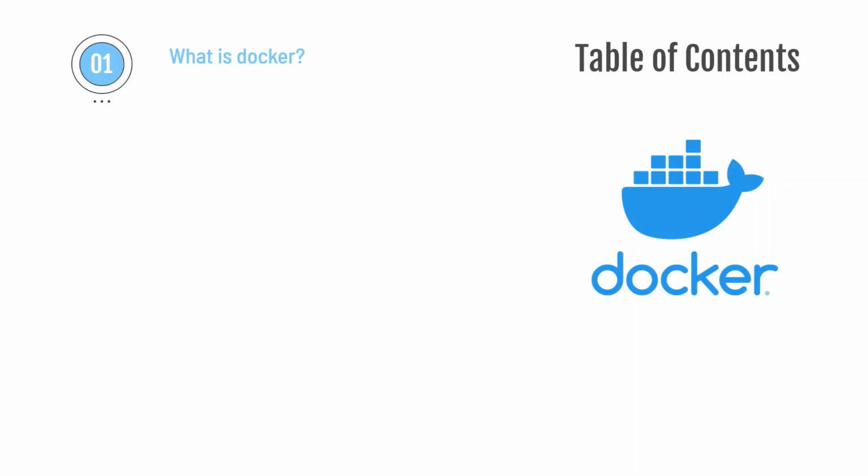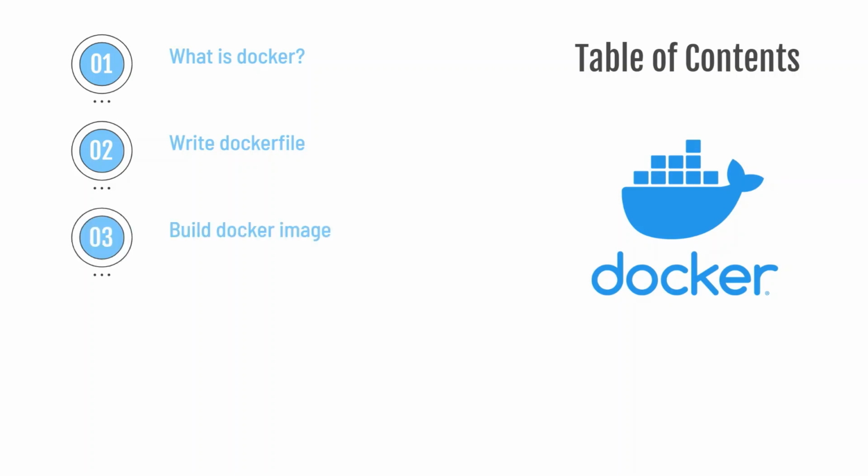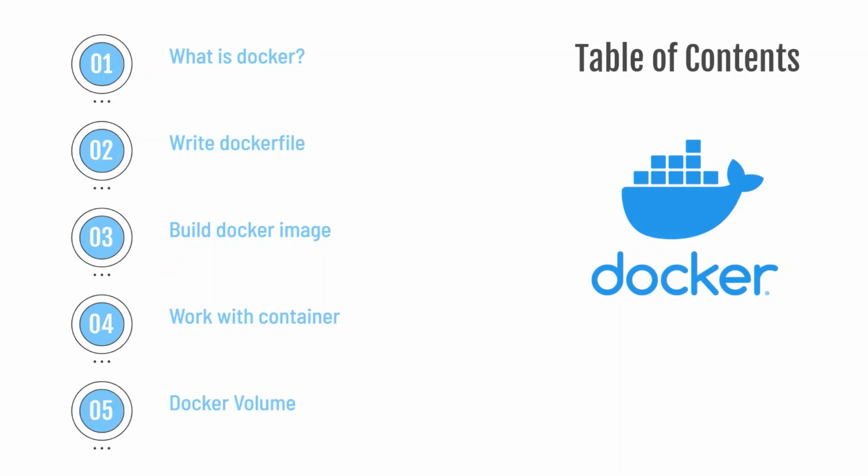In this video, we're going to take a look at what is Docker, how to write a Dockerfile to provide instruction on how to set up our application. And then we're going to talk about how to build a Docker image, how to work with a container to run our application, and also how to pass files or folders from our local file system to the container file system, and how to basically pass files or folders from the container to the local file system. We're also going to take a look at how to persist data using Docker volume.